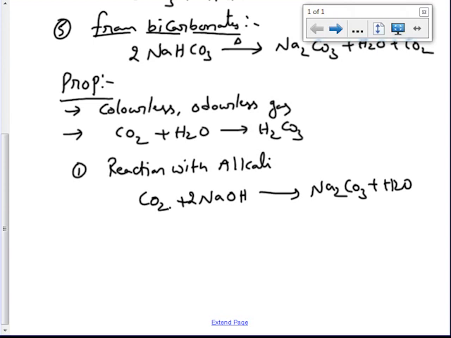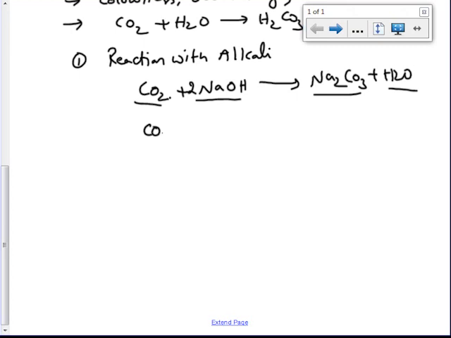Carbon dioxide, a non-metallic oxide, is acidic. So this acid on reaction with a base gives salt and water. Similarly, carbon dioxide reacts with ammonia, which is also a base. Acid and base give the salt, that is urea, NH2CONH2, plus water. As usual, carbon dioxide is a non-metallic oxide, that is acidic, and acids on reaction with bases give salts.